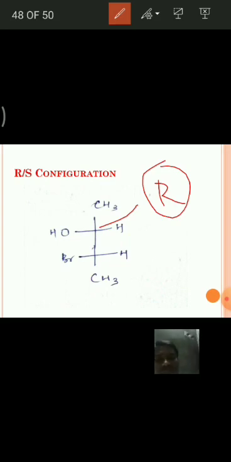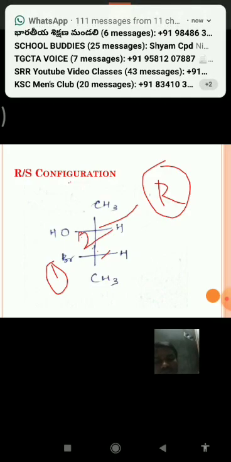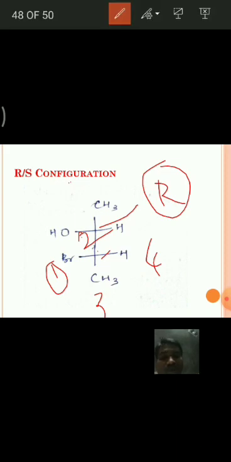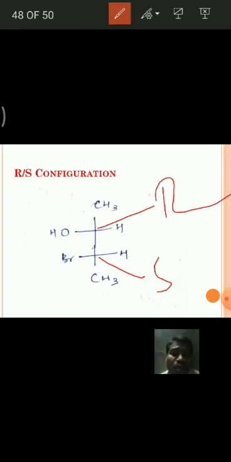And we observe for the second carbon. See here, bromine has first priority and this entire group has second priority. This methyl is third, hydrogen is fourth. Again the fourth group is on the horizontal line and 1 2 3 is like this, clockwise direction, hence it is S. That means the first chiral carbon has R configuration, this has S configuration. In this way we can assign R S configuration to the Fischer projection formulas.